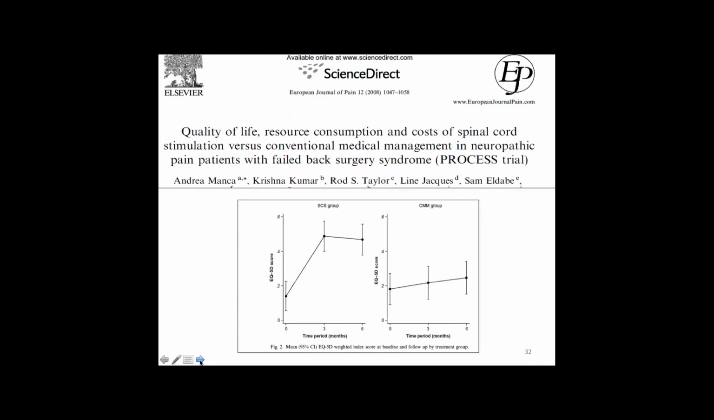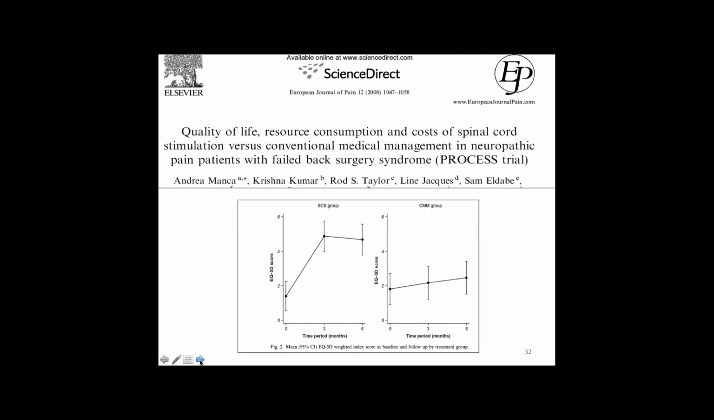Now, the challenge, going to the next slide, when we do economic evaluations is that the comparator, as Oriana was saying, can vary across jurisdictions. So we also had to undertake a randomized control trial looking at the same technology in the same patient population in Europe, but here the standard of care is conventional medical management, in other words, drugs, analgesia, physiotherapy, etc.